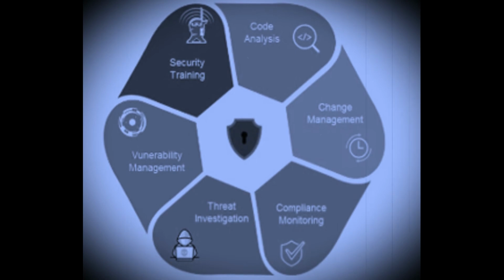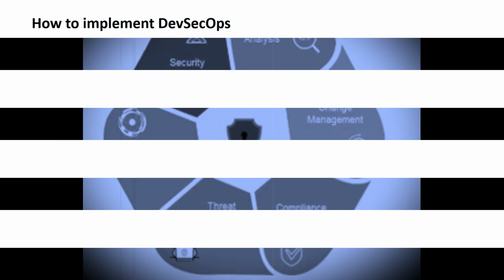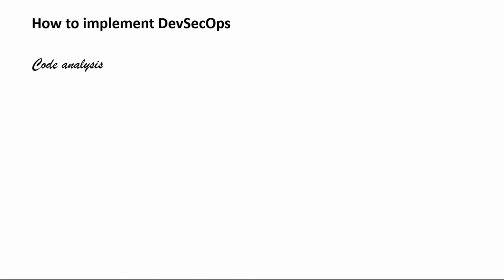1. Code analysis. Codes are delivered in small chunks so vulnerabilities can be identified quickly. 2. Change management. Robust change management increases speed and efficiency by allowing anyone to submit changes. Then determine whether the change is good or bad. 3. Compliance monitoring. Readiness for an audit at any time.